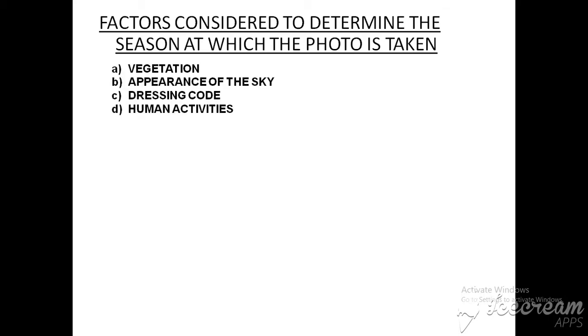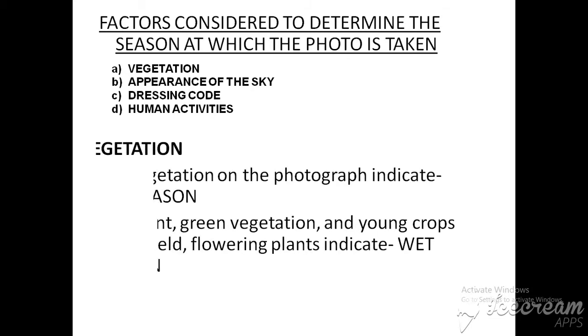So how can you determine the season at which the photo is taken? To determine the season at which the photo is taken, we normally look at major factors. There are major hints we can look at. For example, we have vegetation, appearance of the sky, dressing code, and human activities. Those are the 4 major factors we normally look at in order to determine the season at which the photo is taken. For example, vegetation.